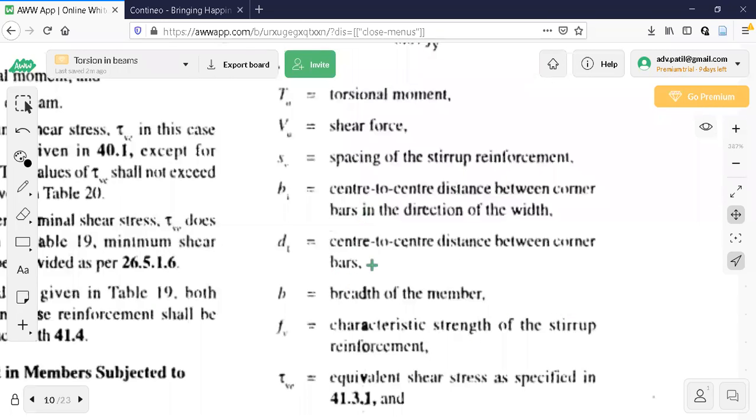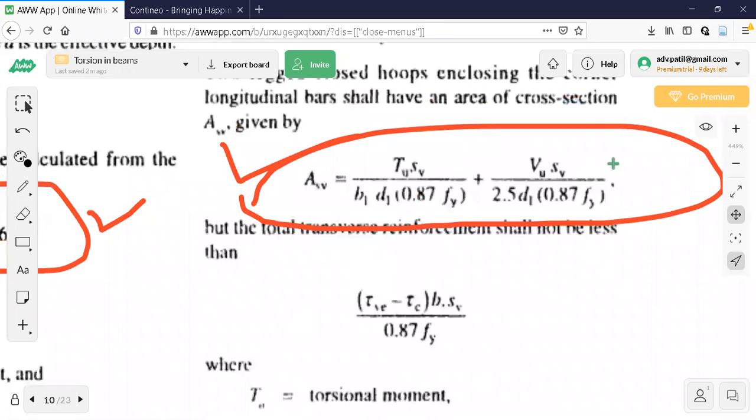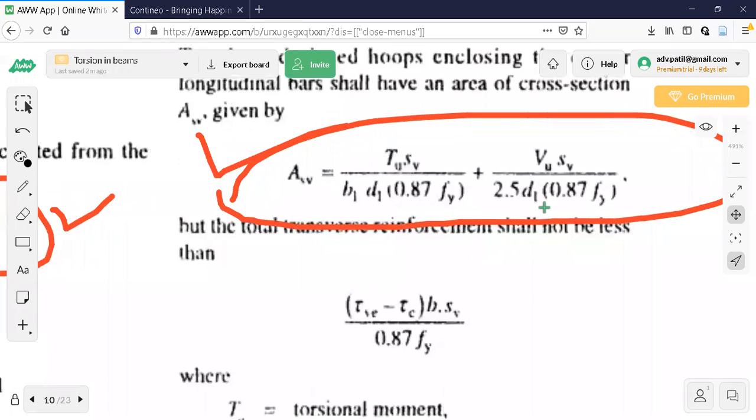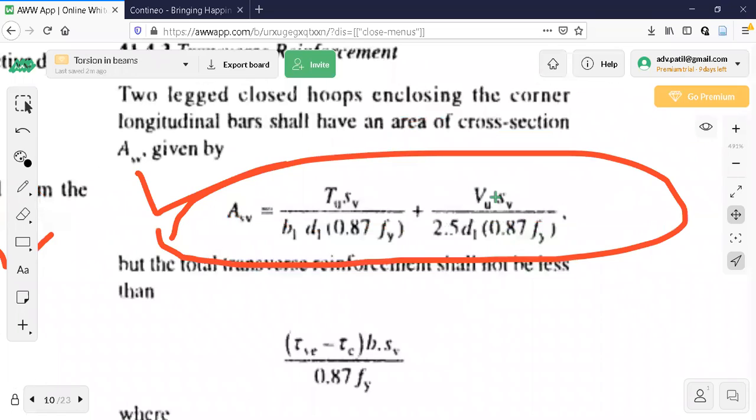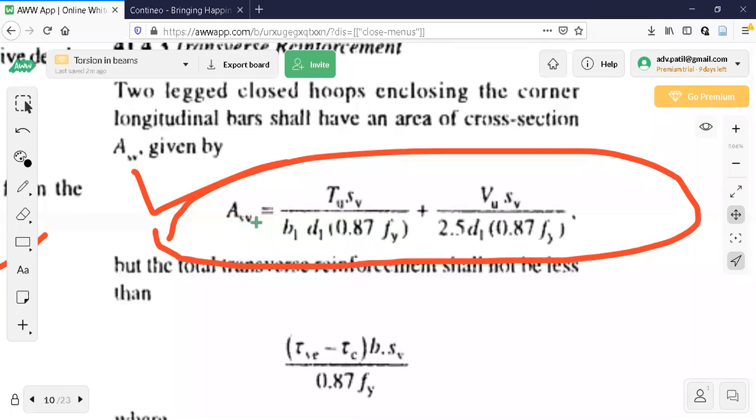Finally, I will use this formula. In this formula, my aim is to calculate the spacing. Observe this one, which is SV. My aim is to find it. So how do I decide the diameter of the stirrups? Let us say I will go with two-legged 8 mm diameter stirrups. So this is fixed: 2 into pi by 4 into 8 square.